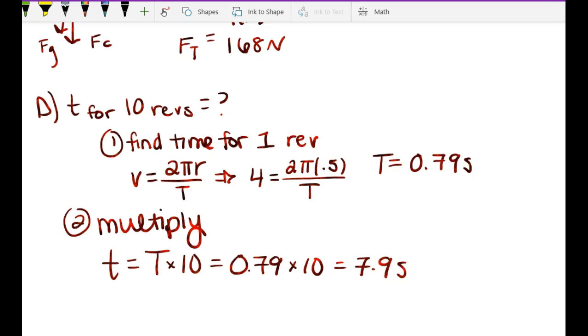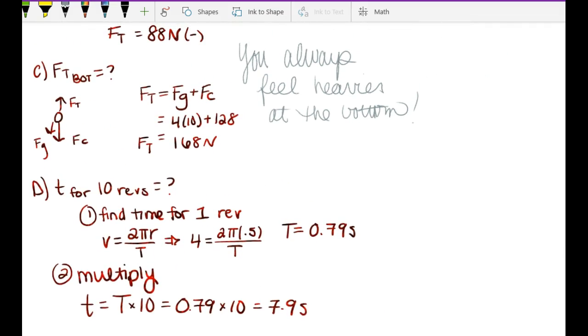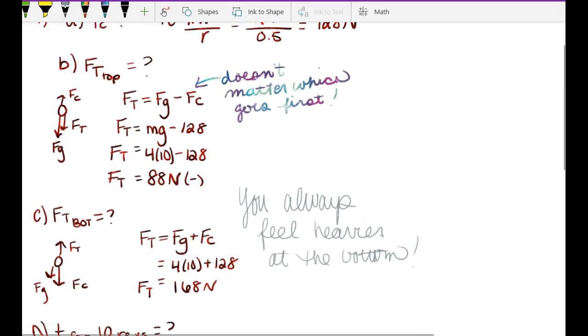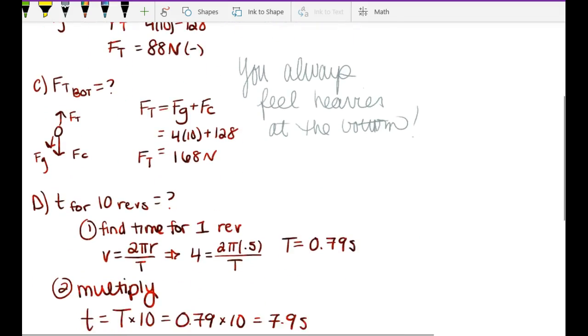There's another option, and that's to find the total distance that's traveled in 10 revolutions. So you could find the circumference, multiply that by 10, and then divide by a time, and that would give you the total time as well. You still get 7.9, it just depends.